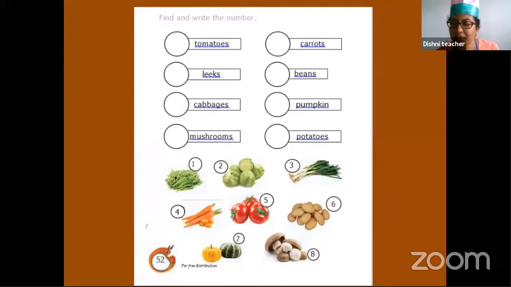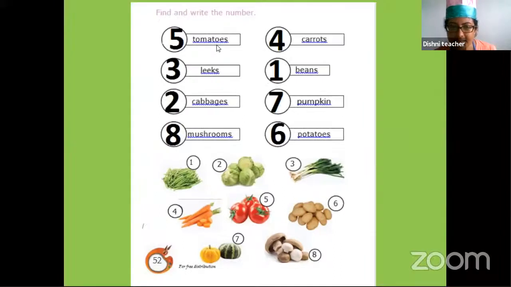Okay, check. I told you, if you have a red pen, you can tick it, put a correct mark. Now let's see. Tomatoes, number 5. Leeks, number 3. Cabbages, number 2. Mushrooms, number 8. Carrots, number 4. Beans, number 1. Pumpkins, number 7. And potatoes, number 6. Okay. I think you all got correct answers. Very good, well done. Some are telling me 8 out of 8.